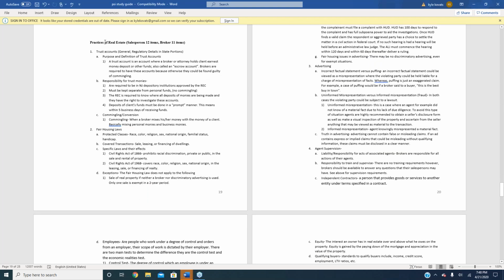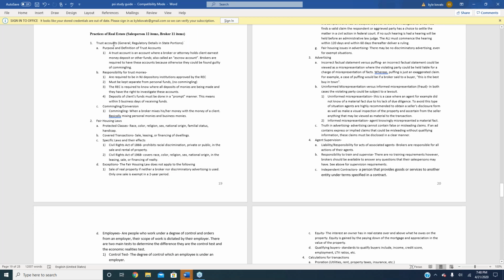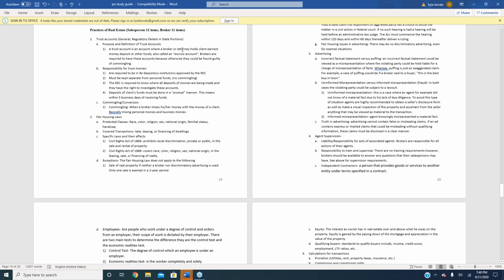All right, so practices of real estate here. Let's see, trust accounts. What's the whole purpose of a trust account? The whole purpose of a trust account is to avoid commingling. Commingling is the mixing of personal and business funds, and that's illegal.